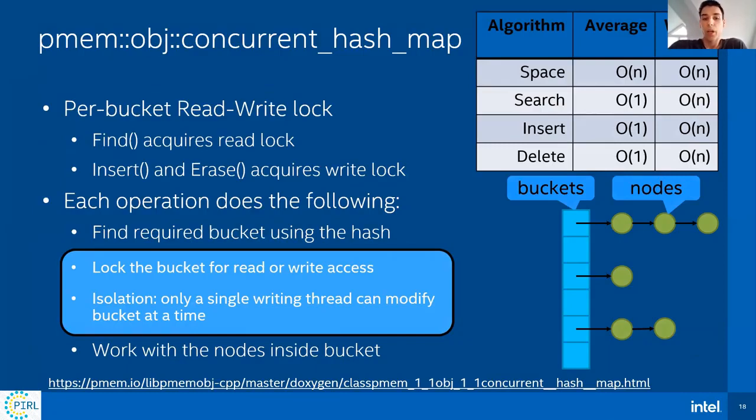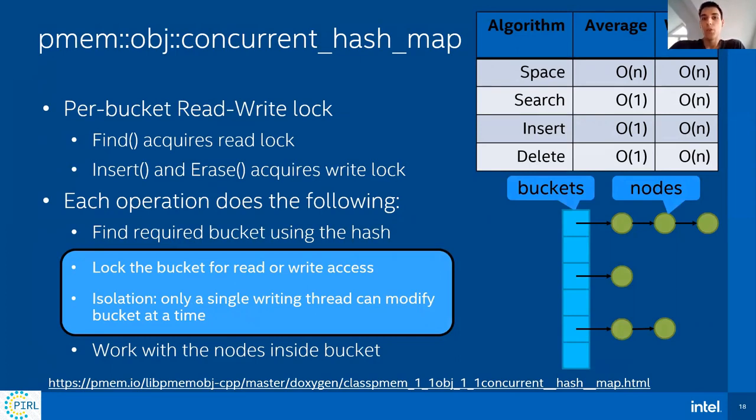It uses a per bucket read write lock to guarantee thread safety of the insert, erase, and find methods. Each operation in the concurrent hash map does the following: it finds the required bucket using the hash, locks the bucket, and works with it under the lock. We solve collisions in this data structure using chaining.